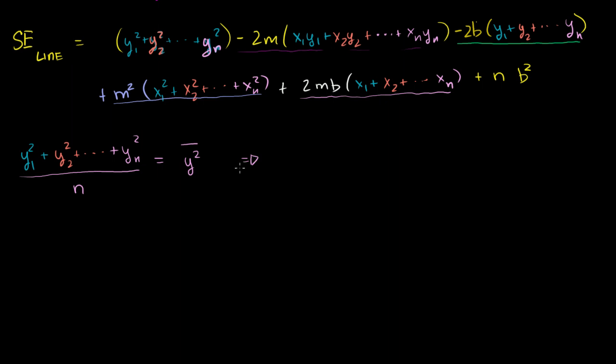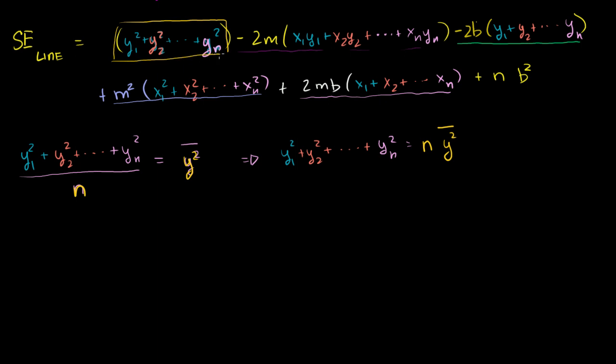Or if you multiply both sides of this equation by n, you get y1 squared plus y2 squared plus all the way to yn squared is equal to n times the mean of the squared values of y. And notice, this is exactly what we have over here. That is n times the mean of the squared values of y, or the mean of the y squareds. It's exactly what that is. And we can do that with each of these terms.